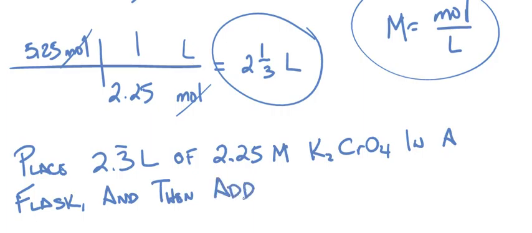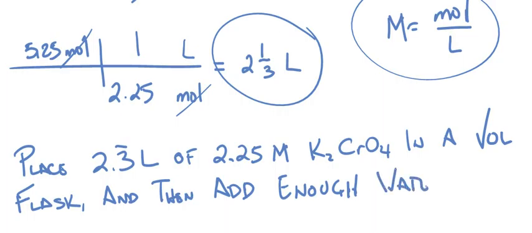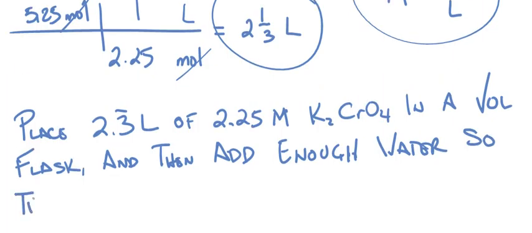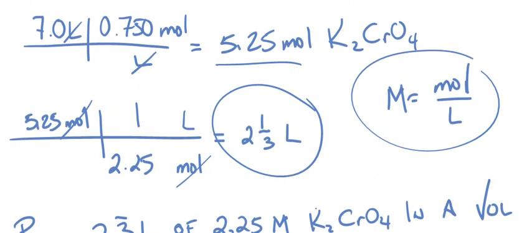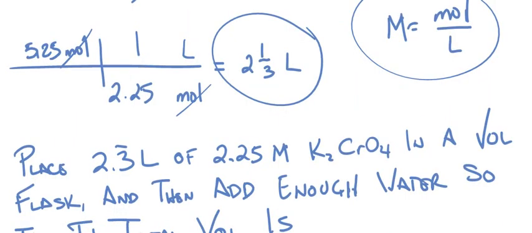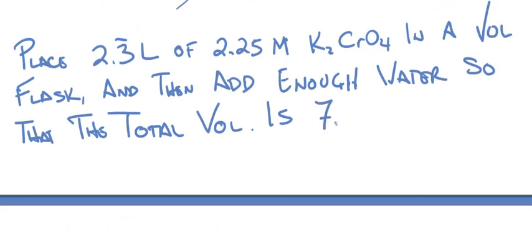And then add enough water. I guess we could use a volumetric flask here. In a volumetric flask, add enough water so that the total volume is, what are we making? 7 liters? 7 liters. Is 7 liters. Okay. All right.